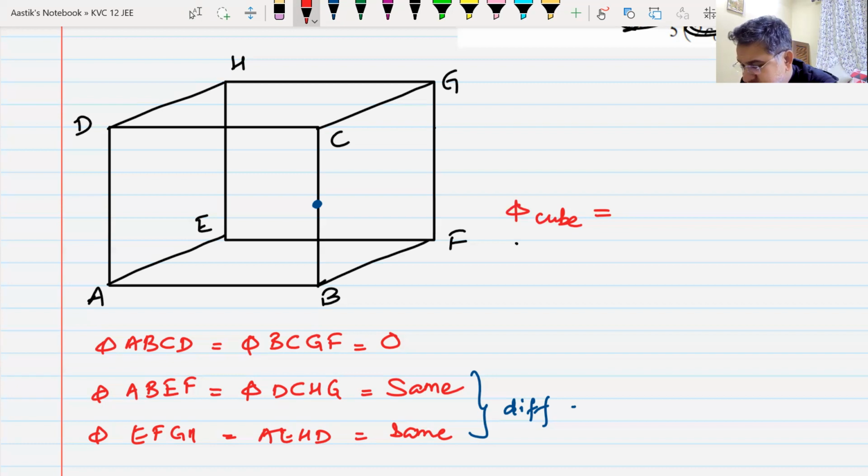Q by 2 epsilon naught, sir. Q by 2 epsilon naught was the case when it was at the face. This is not Q by 2. 0, sir. Flux of the entire cube is 0.